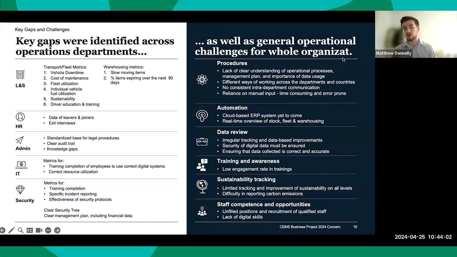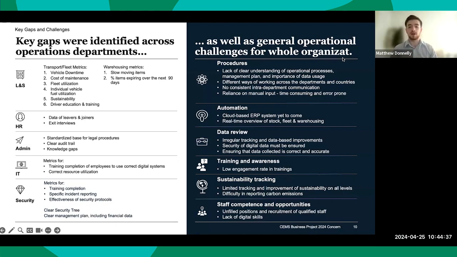Moving on from the gaps, taking a more external look at the organization, we were able to identify some general operational challenges for the whole organization. We split these up into different sections. First of all, we're going to start off with procedures, with a lack of clear understanding of the operational processes, management plan, and the sheer importance of data usage. So what we mean is that we understand that data is being collected across many departments by many people. However, people are not entirely sure why they're doing it or to what effect and what purpose it has.